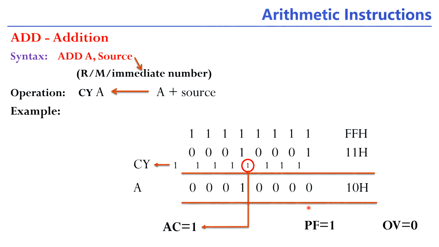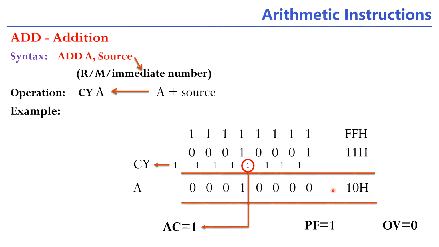Okay, then you can see how many ones are given here, right? Only 1. That means this is an odd number. Okay, if the total number of ones is odd, that means the parity flag is 1. That means the parity flag is set.